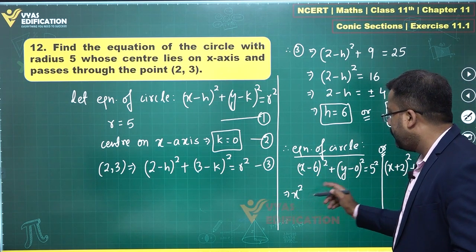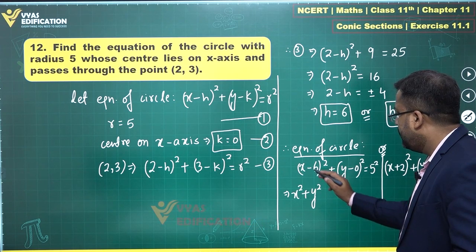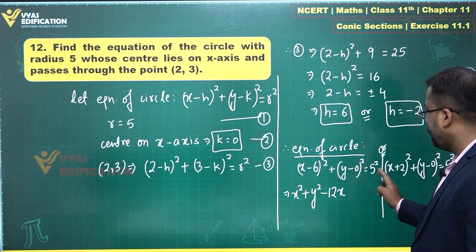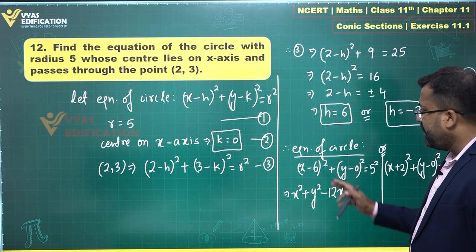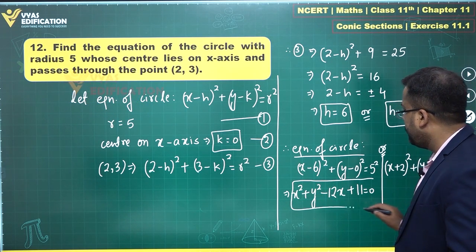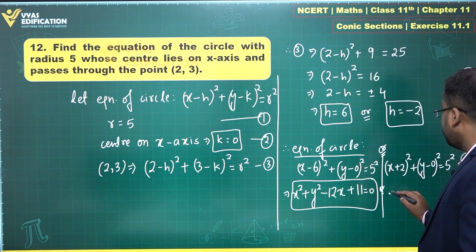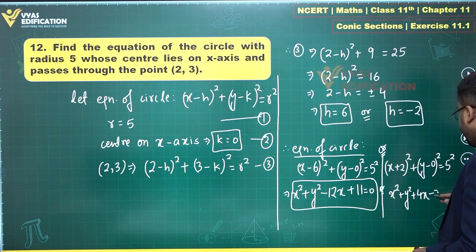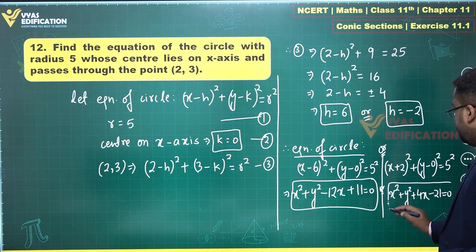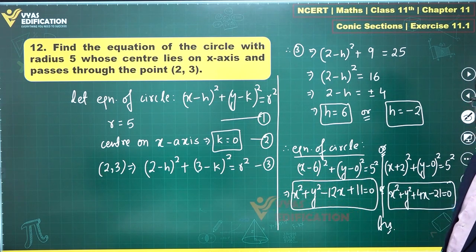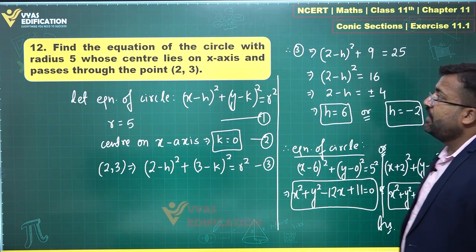This is x², y² will come from here. This will leave −12x and there will be 36 over here. There's nothing over here. This is 5², which is 25. 36 minus 25 will be 11. This equals 0. This is one of the possible equations, or the other possible equation is x² + y² + 4x, 4 minus 25 will be −21, equals 0. That's the final answer for this 12th question, as you can see over here.